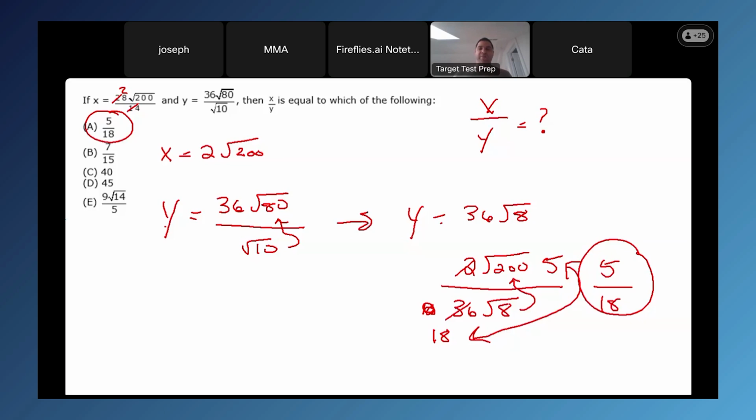Like I said, there's different ways you could have dealt with this, right? This is just a nice method that allows us to get rid of the root in one fell swoop without having to simplify it out, which is really nice. So the answer here is 5 over 18.